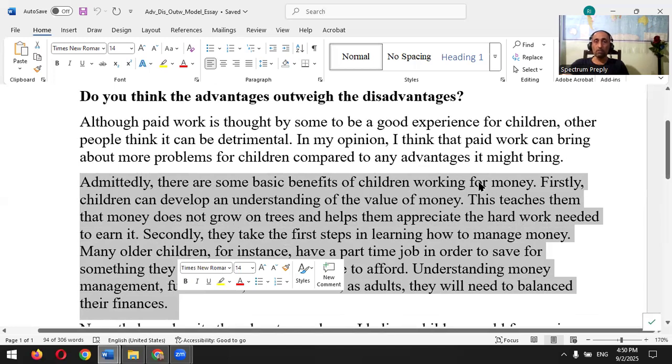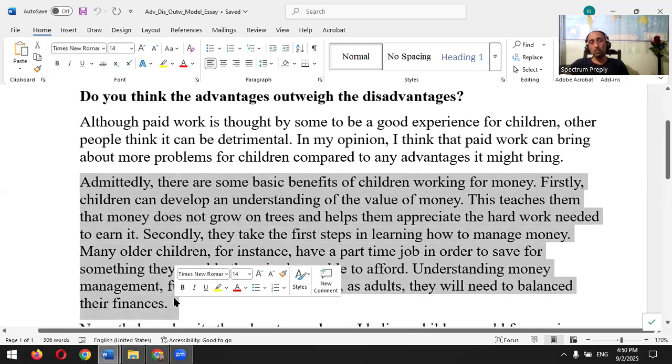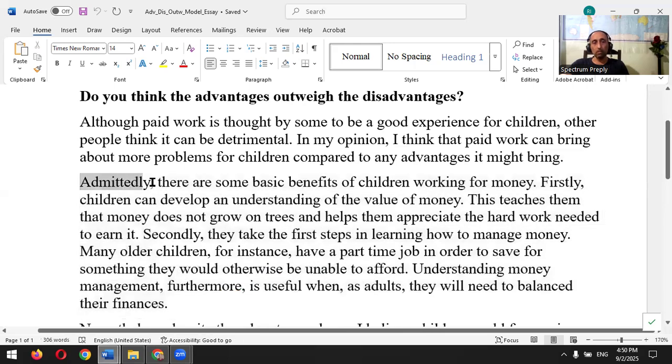Although the disadvantages are more important and the introduction refers to the advantages, the paragraph starts with the advantages, as the writer supports the disadvantages. It started with the word "admittedly." Admittedly basically means I don't want to admit it, but I have to admit. I don't think it's important, but it exists. I cannot deny it. I have to write about it.